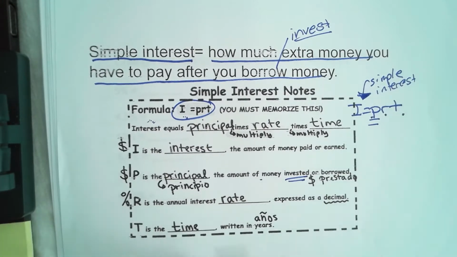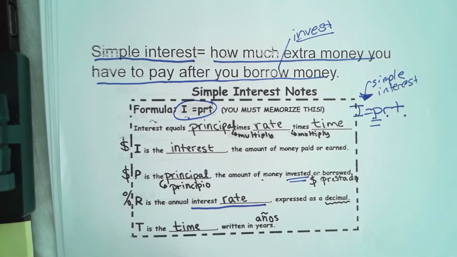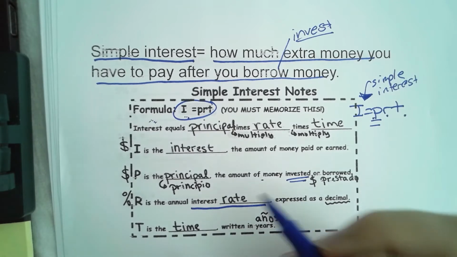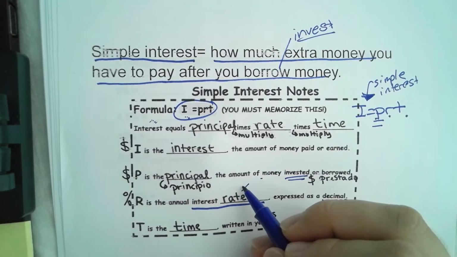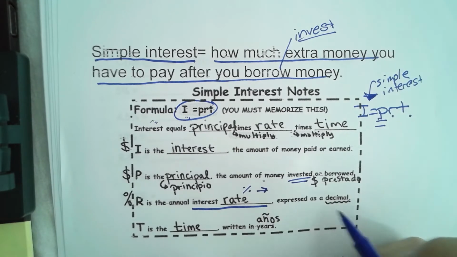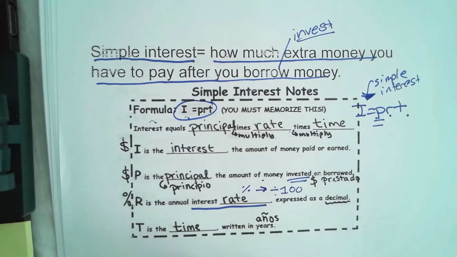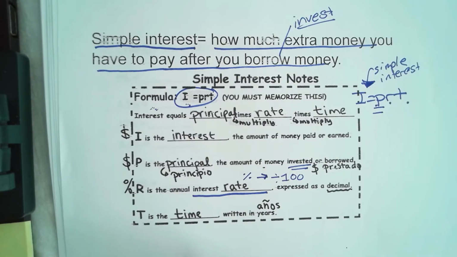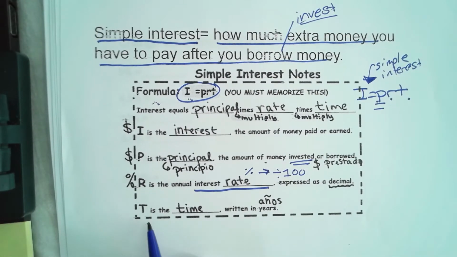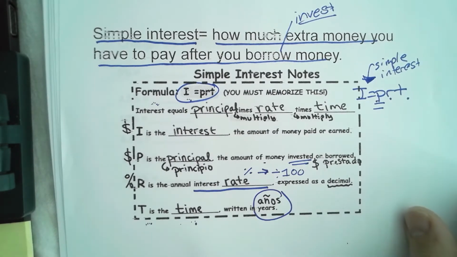R is the rate, the interest rate. And usually they give it to you as a percent. You need to change this percent to a decimal by dividing by 100. And we'll practice that in this video. And then T is the time, which we always use years.